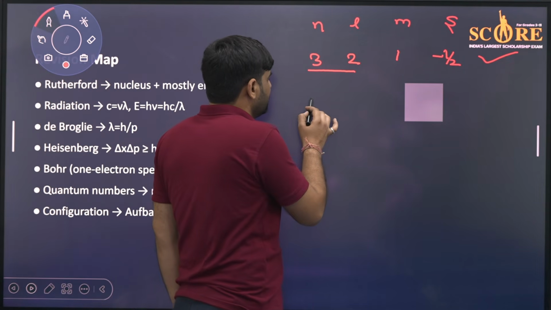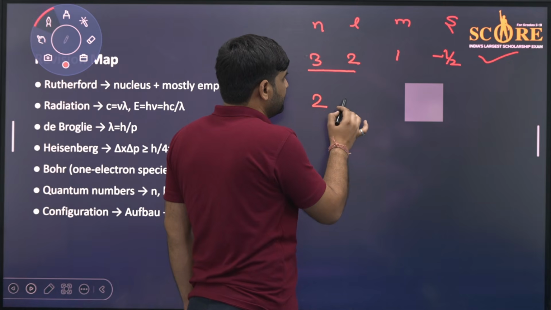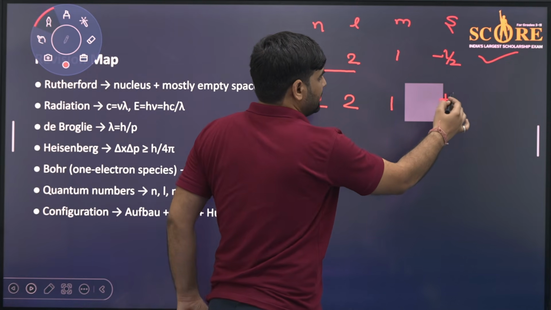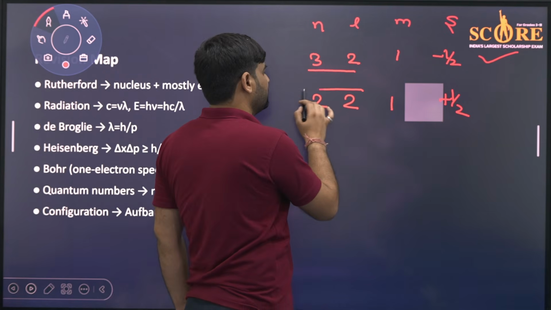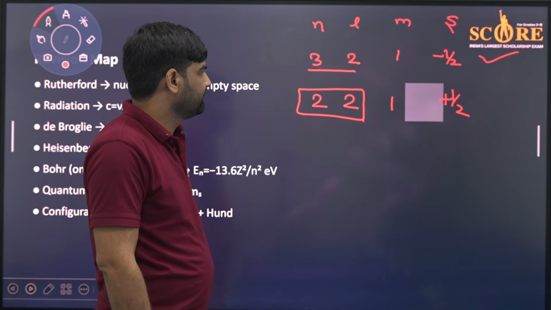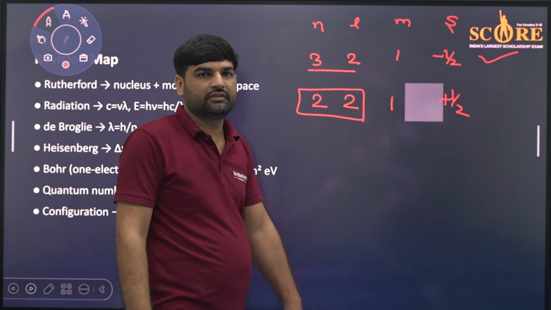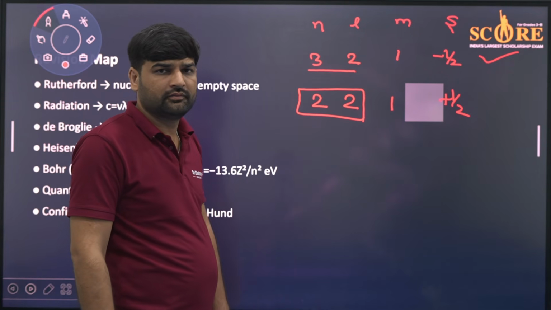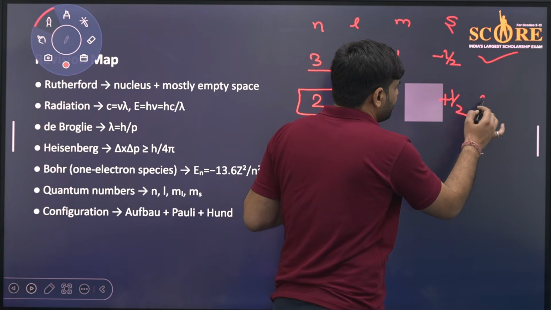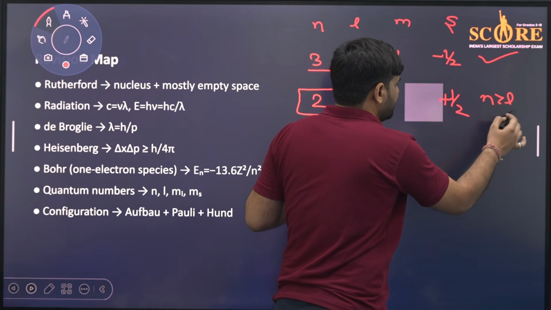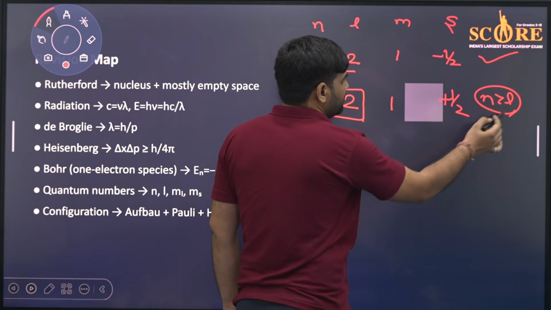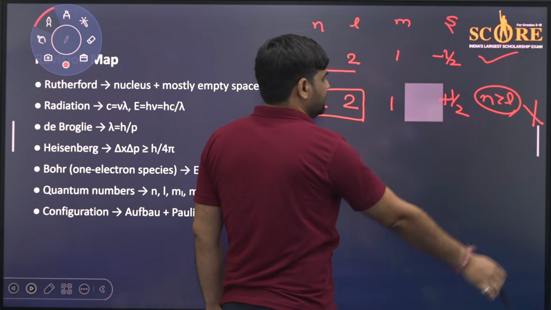Now, the principal quantum number is this, the azimuthal quantum number is this, and the spin is plus half. So this set of quantum numbers is incorrect. Why? Because n is always greater than L; n and L never become equal. So this quantum number set is incorrect.